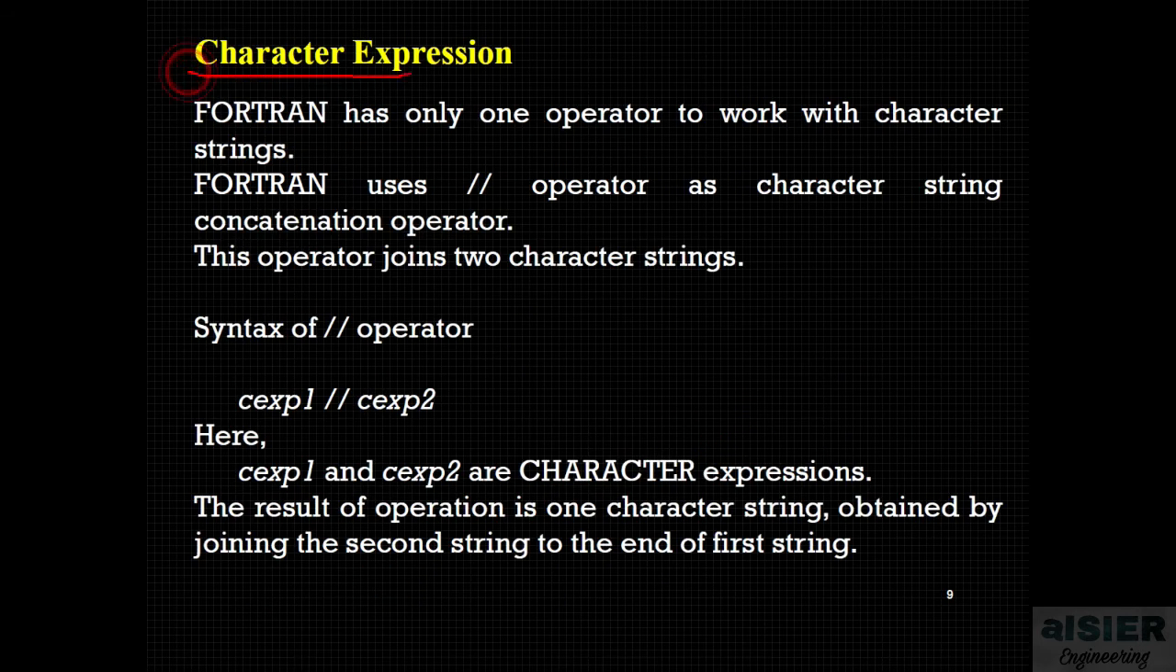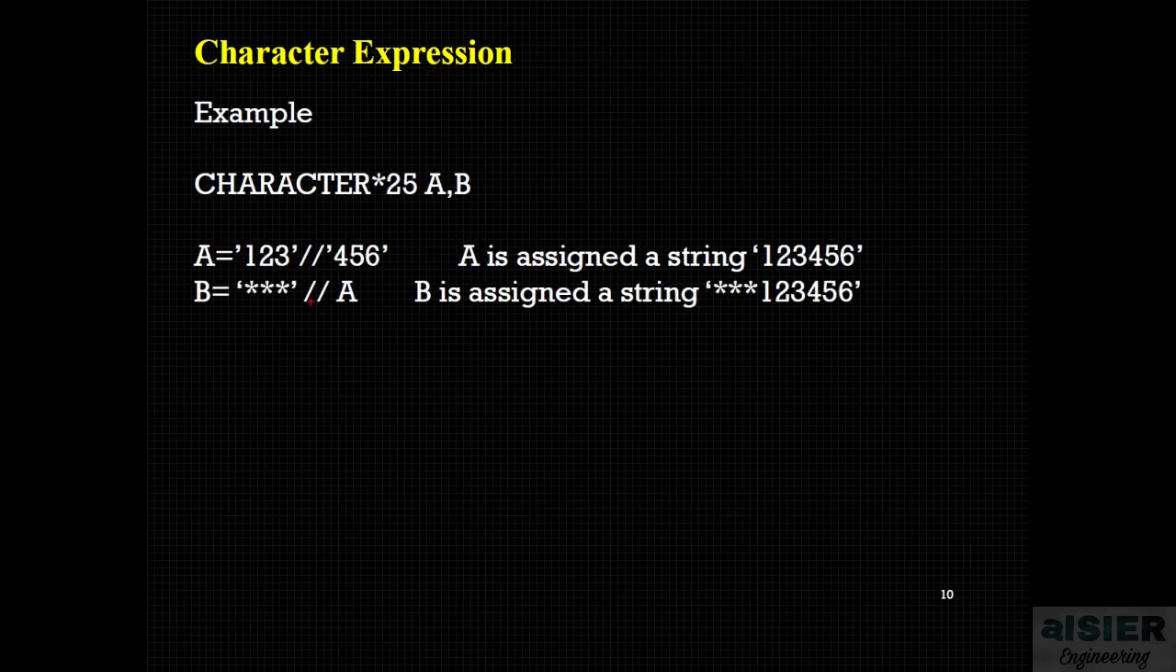Next is the character expression. In a character expression the operator is the double slash. It is very simple. If you want to join two strings or two character expressions, we can use this operator. Here is one example. It is written character 25 a comma b. What is this 25? This is the size. It means A can store up to 25 characters and B can store up to 25 characters.